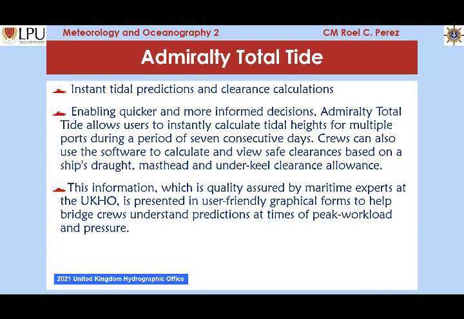This information, which is quality assured by maritime experts at the UKHO, is presented in user-friendly graphical forms to help bridge crews understand the prediction at times of peak workload and pressure. So if you are very busy on board, siyempre dagdag pressure yung if you need to take the tidal prediction for a port or for a certain area. But using the Admiralty Total Tide, it is easier. It will reduce your workload.